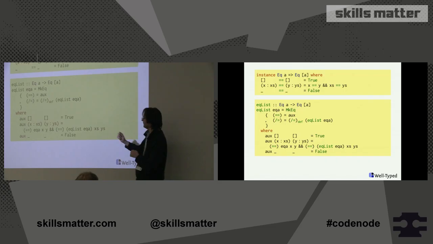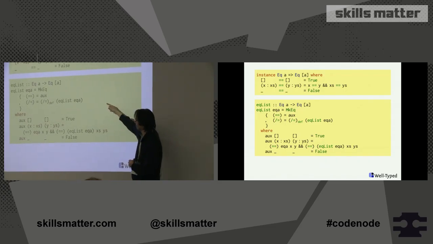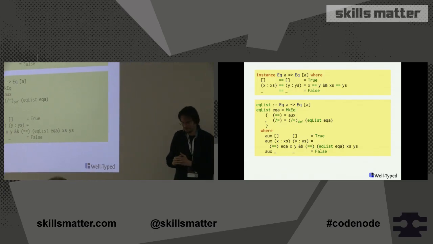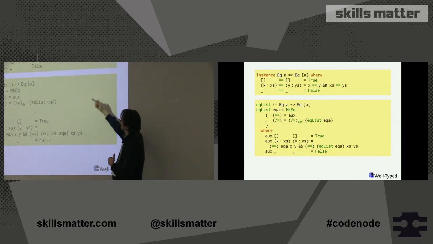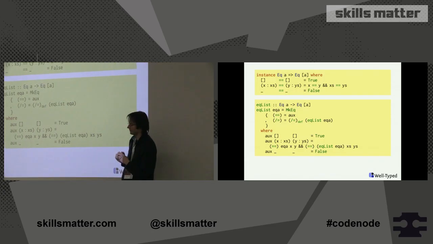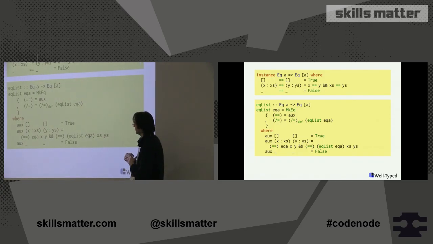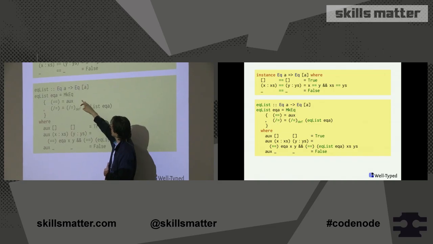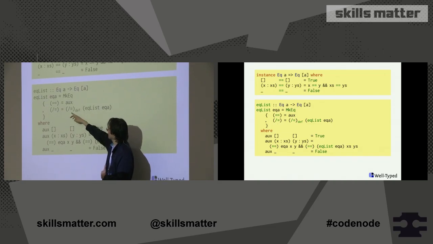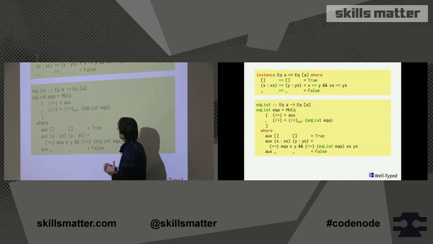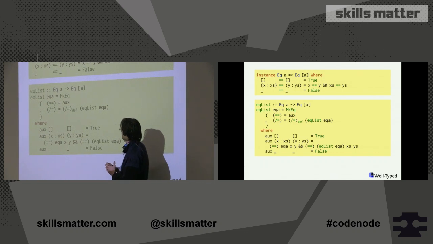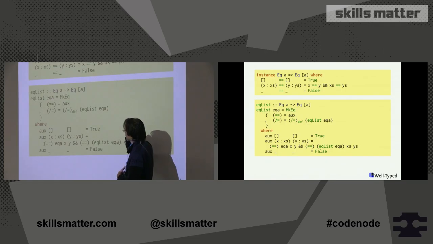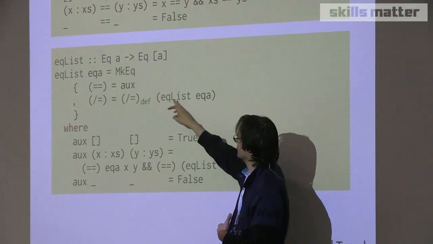Okay. And then the other interesting thing is that we can see how the default implementation is being used, because we haven't given an explicit definition for not equals. And what happens now is that for not equals in this dictionary transformer, we're just using the default implementation for not equals. Well, and we need to pass it the dictionary we're just constructing, so we need to pass it EQList of EQA.